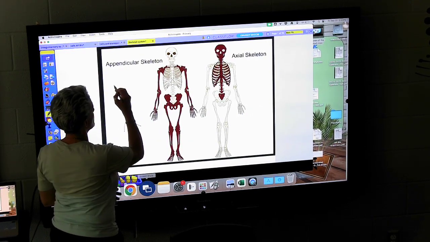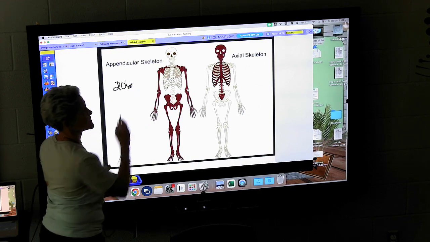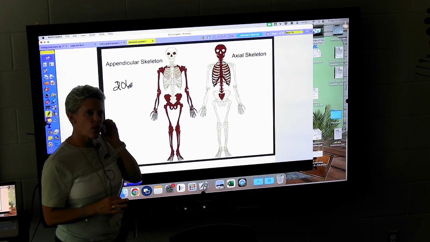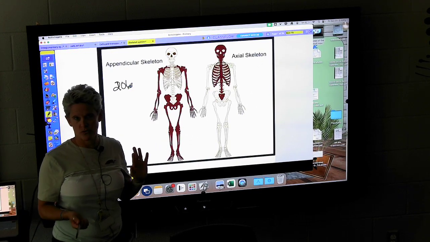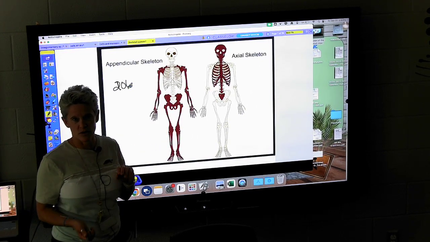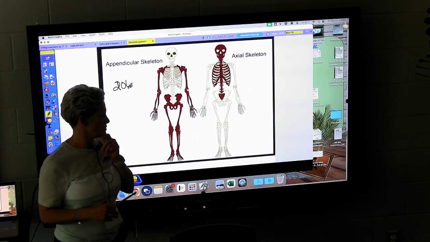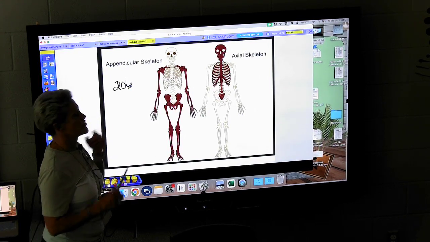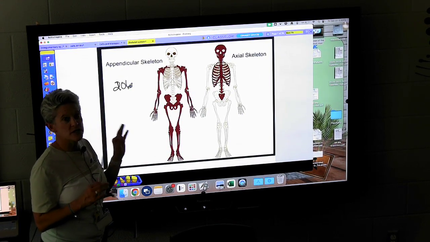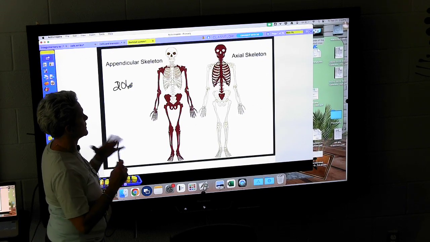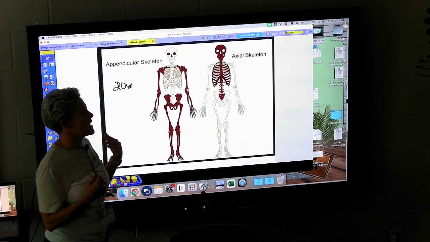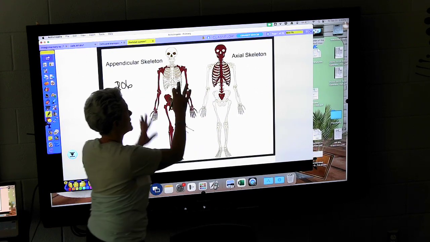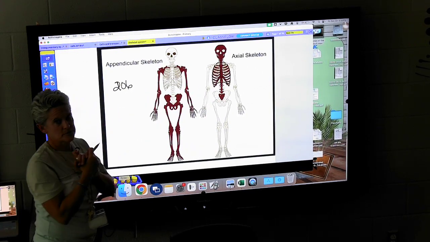But in total, we have 206 bones in the body, all right? And then we'll talk about where there might be more bones, whether it's in the appendicular or the axial skeleton. So we'll talk about that as we go through it. But that's the two general groups of bones, axial and appendicular, and they're named for their function as well as where they are. This is in our axis, the middle of our body. These are on the appendages.